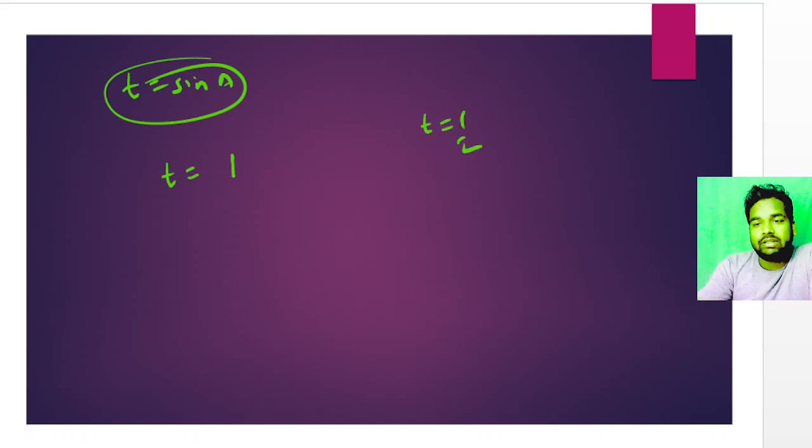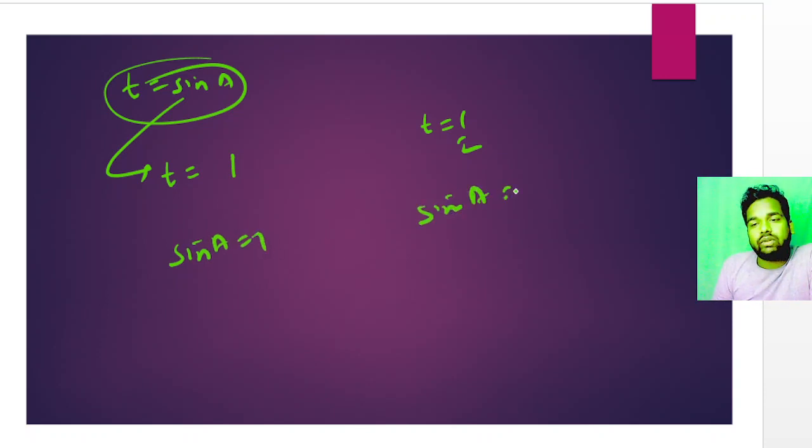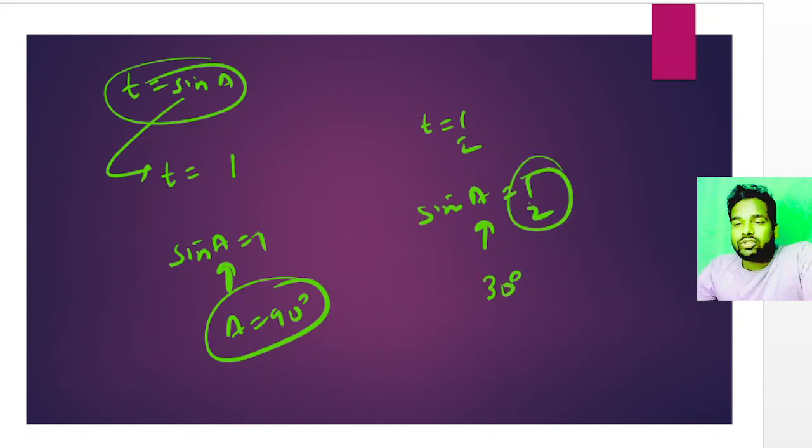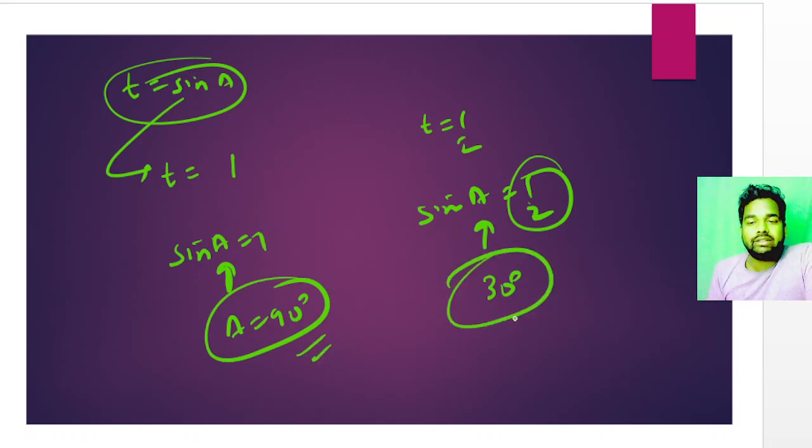So you can write sine A is equal to 1 and sine A is equal to 1 by 2. At which angle does sine become 1? Angle A is equal to 90 degrees. At which angle does sine A become half? It is 30 degrees. So there are two values of A, that is 90 degrees and 30 degrees. This is the question and this is the answer.